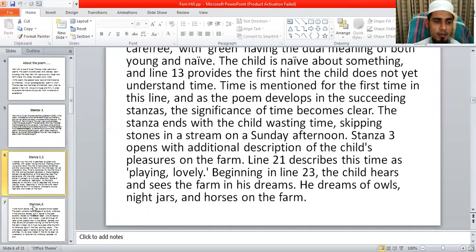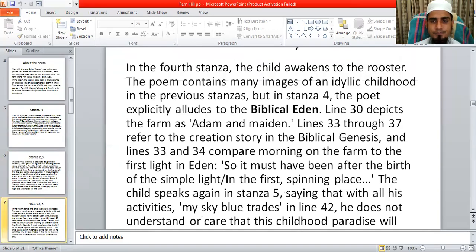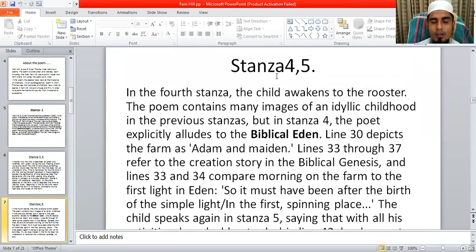Then, in stanza 4 and 5, we can find that in the fourth stanza the child awakens to the rooster. The poem contains many images of an idyllic childhood in the previous stanzas. But in stanza 4, the poet explicitly alludes to the biblical Eden.